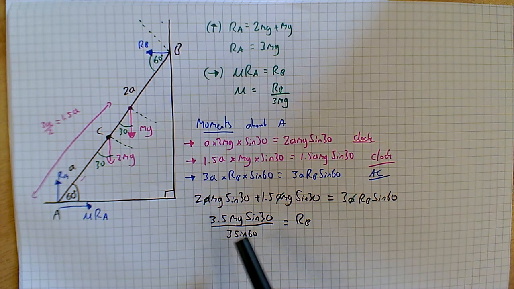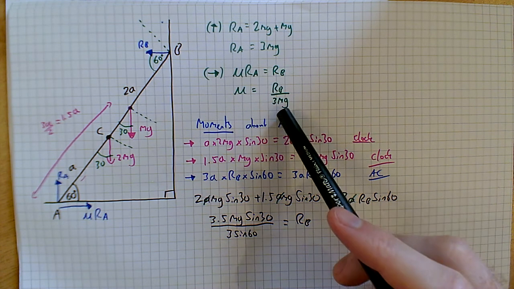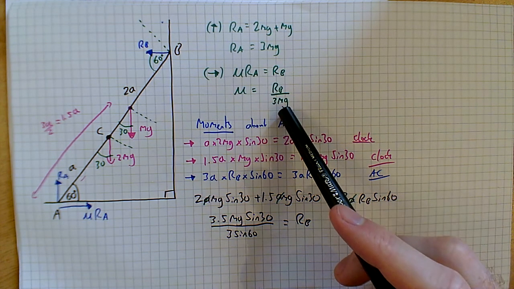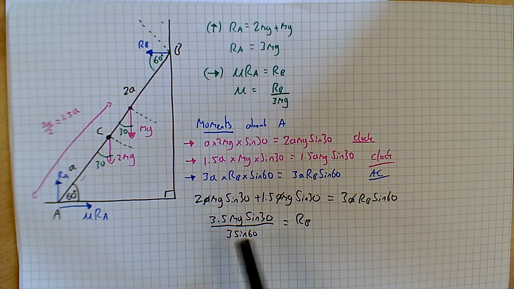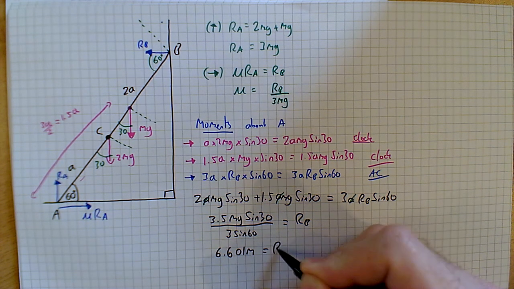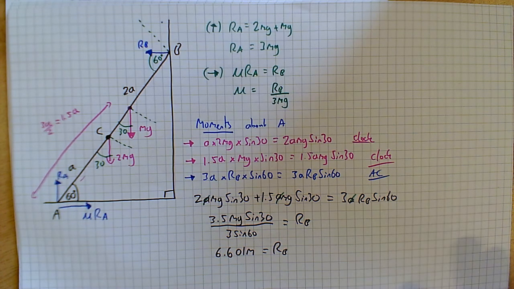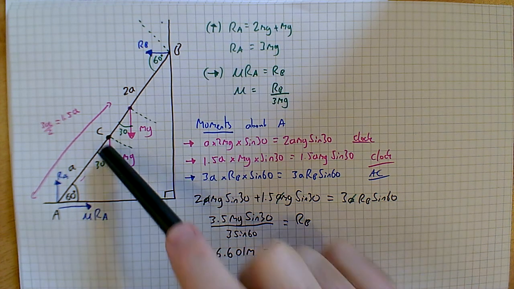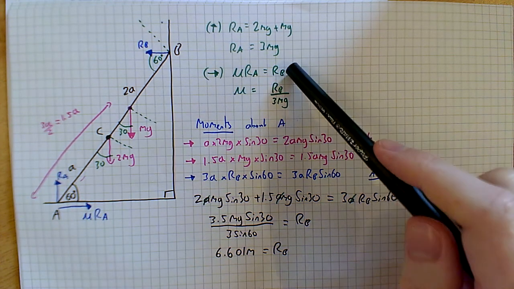But the problem is we've still got M that we don't know. Notice though, that's okay, because in the mu calculation I'm going to divide by M at the end anyway. So I'm going to get my answer in terms of M. So it's 3.5 times g times sine 30, all divided by 3 times sine 60, and that will tell me that I've got 6.601 M is the value of RB. So RB is dependent on M. It's going to change depending on what the masses are here and here. Just like RA. RA is dependent on M as well.